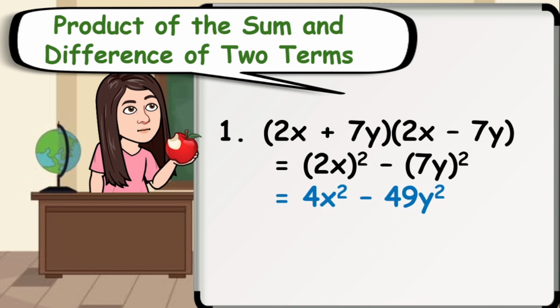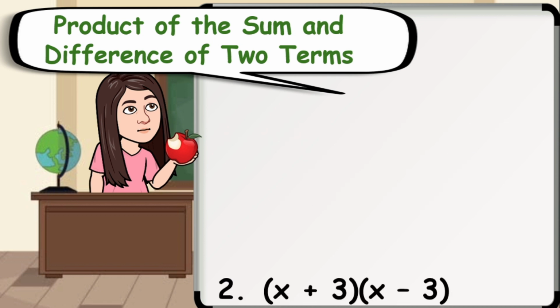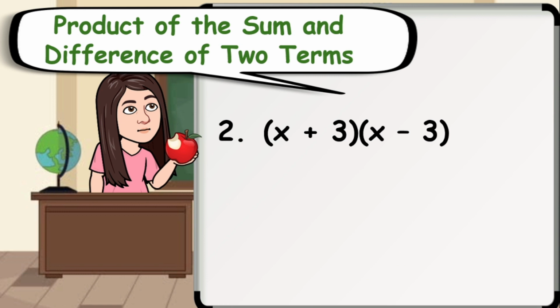Therefore, the quantity of 2x plus 7y times the quantity of 2x minus 7y is equal to 4x squared minus 49y squared. Example number 2. Find the product of the quantity x plus 3 and the quantity x minus 3.